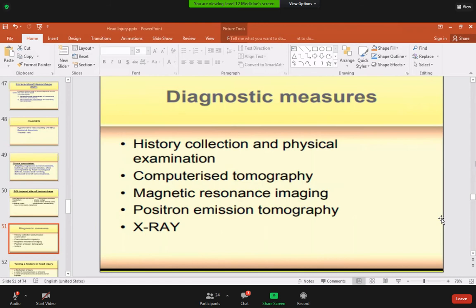This is our common thinking, but keep it in mind, for all the diseases, history and examination are the guiding tools of diagnosis. They are the first guiding tools. If someone asks you what is the first thing you will do for diagnosis, your first thing should be, I will take a proper history and a thorough examination.